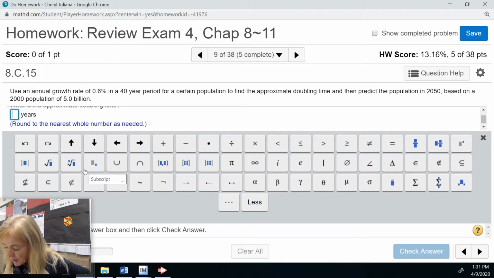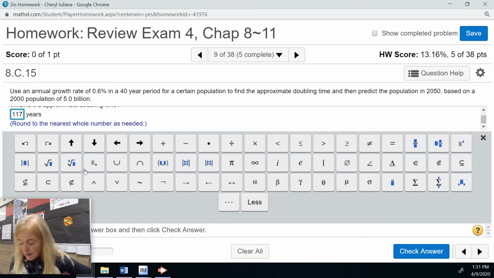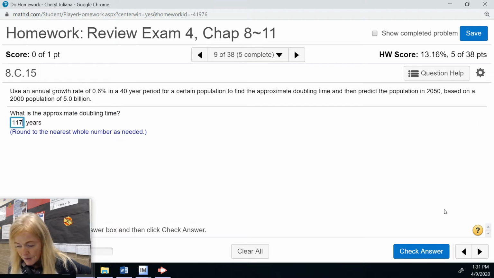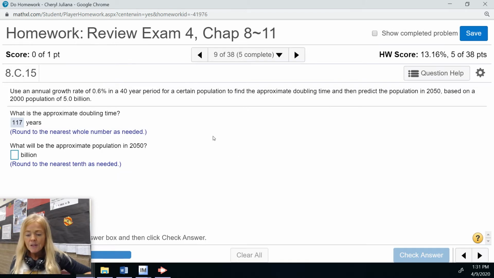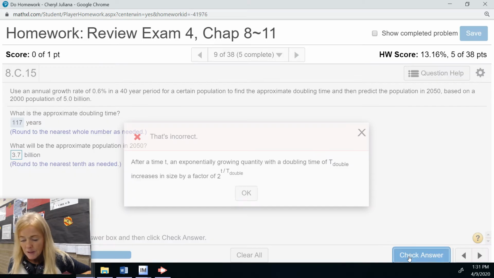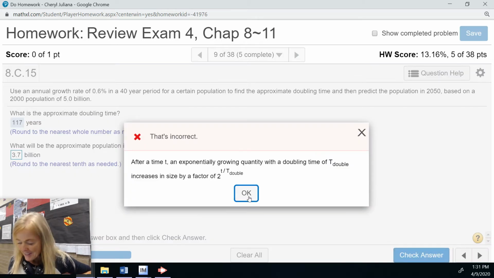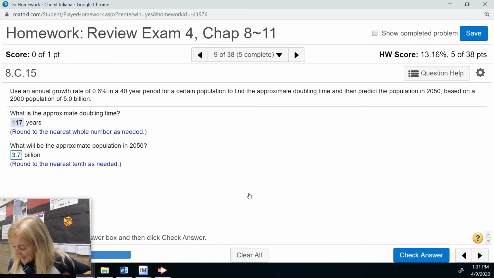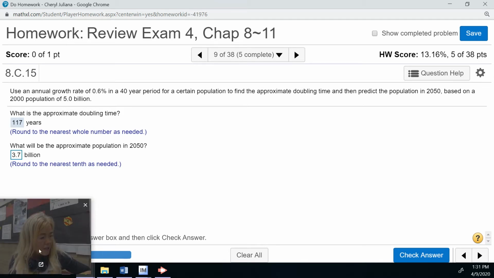So let's see if I can remember: I'm typing in the half time first, right? So 117. And then the next question is, what's your population to the nearest tenth? 3.7. All right, it's going to be the population after 100. What did I do wrong this time? I bet it's because I rounded to 117 when I put it in my calculator.